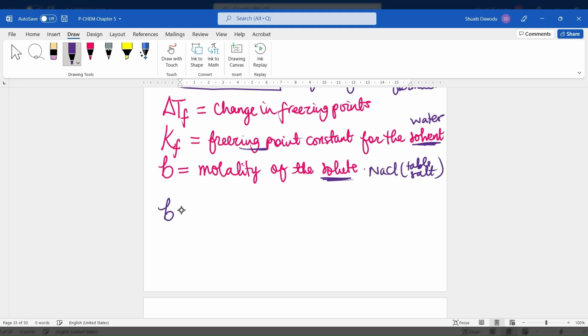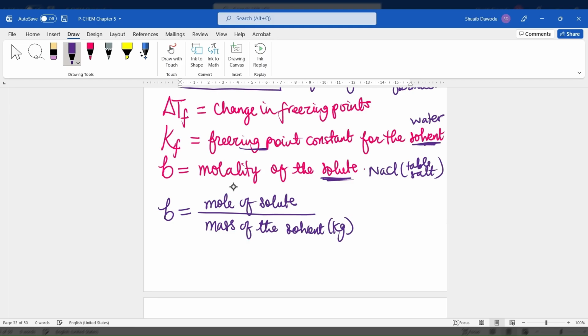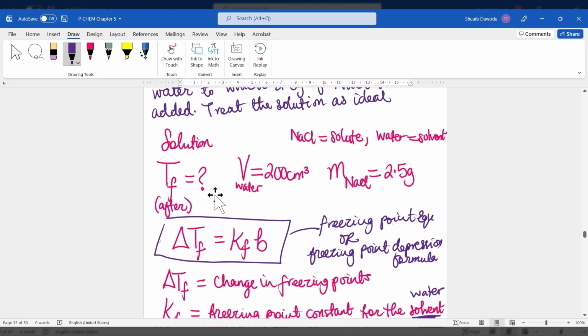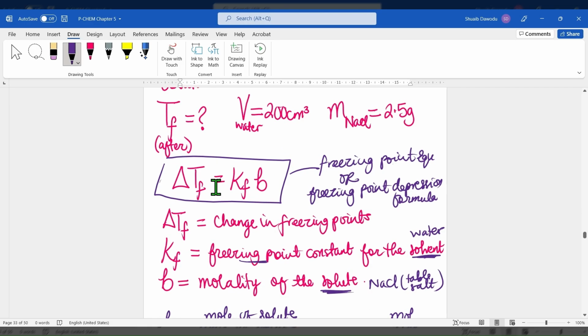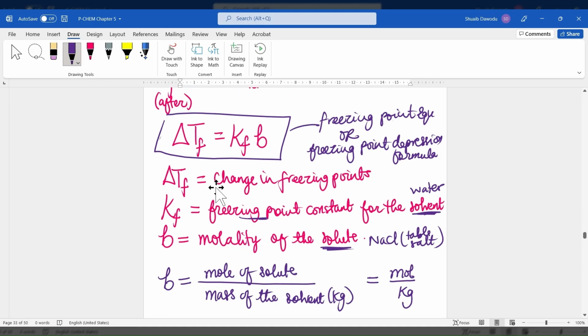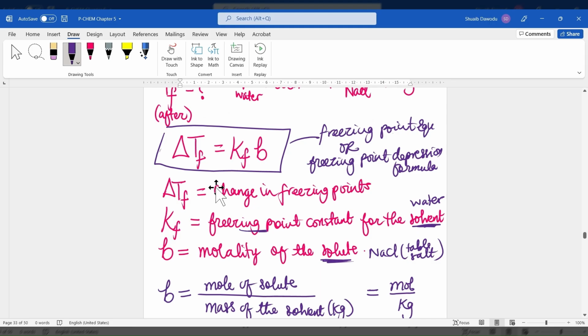Molality is simply the number of moles of solute divided by the mass of the solvent in kilograms. So the unit for molality is usually mole per kilogram, where the numerator is the number of moles of solute and the denominator is the kilograms of solvent. So we go back to our question. We see that we're not given the number of moles of solute. We don't have the mass of the solvent. We do not have the value for b.